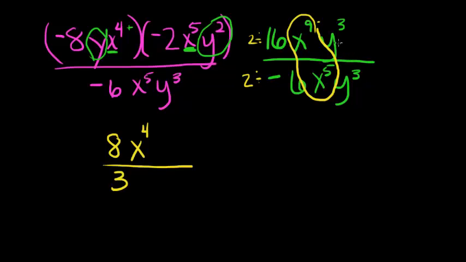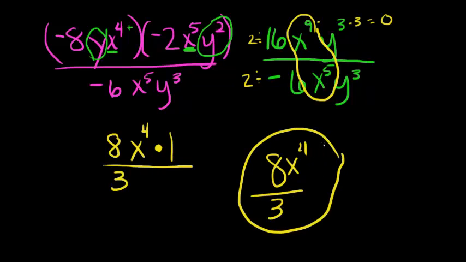Okay, y cubed divided by y cubed. When you subtract your exponents, you get 0. Do you remember what anything raised to the 0 power is? It's 1. If I write times 1 in here, it doesn't change the answer. And so your final answer is actually 8x to the 4th over 3. And that's the final simplified answer.